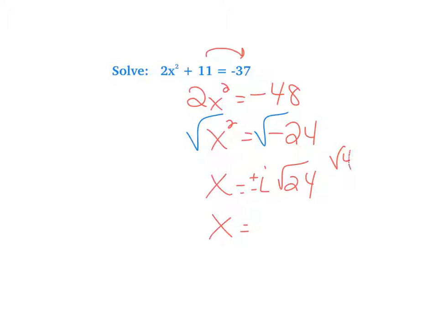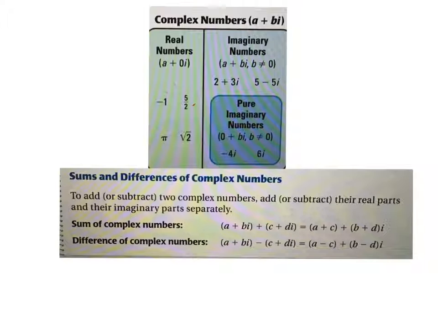24 is really 4 times 6. So I'm going to put plus or minus. The square root of 4 is 2. Bring the 2 out. The i is out. The 6, you don't know what the square root of 6 is. It stays in. And there's your solution right there. Plus or minus 2i square root of 6. So the same thing we've been doing earlier with square roots, except now they're going to be negative today.